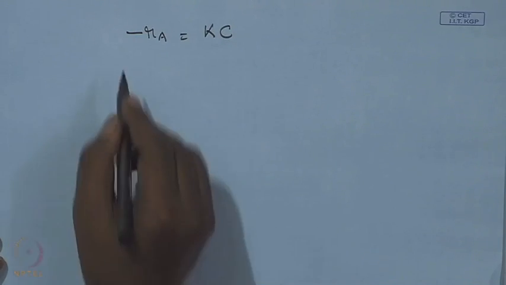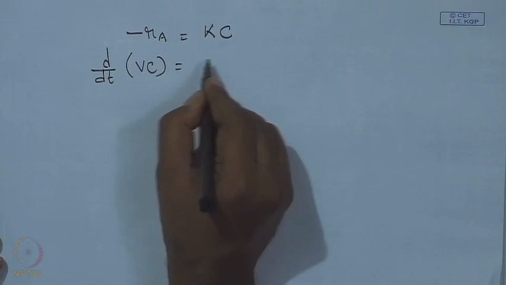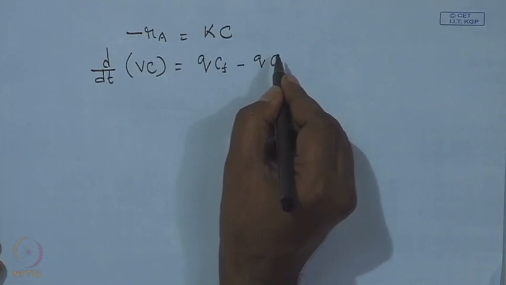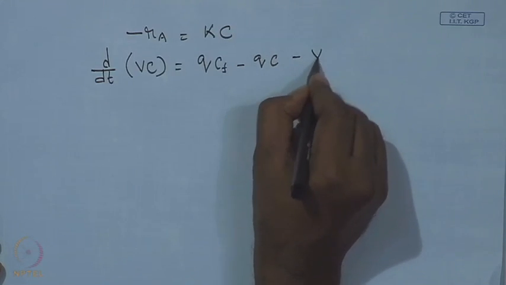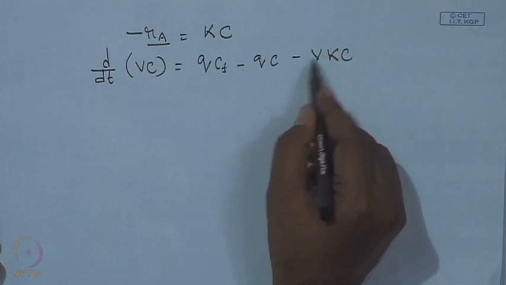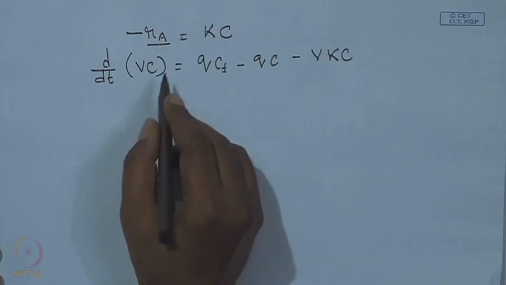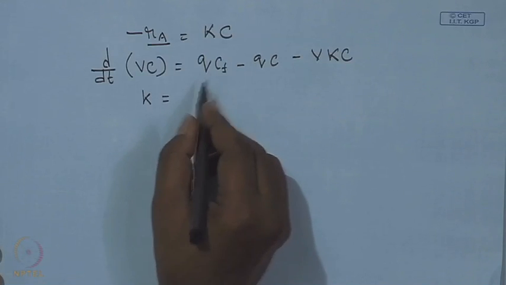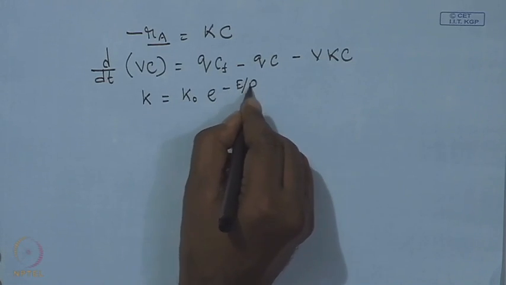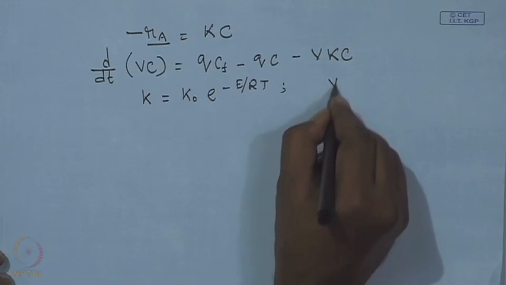Okay. So, we write the balance equation for the reactant species. d/dt of V times C is equal to material going into the system, Q times Cf, minus Q times C going out, minus the rate of consumption, which will be V times the rate expression, V times minus R A, so V into K into C. That is how the reactant is consumed in the system. And the rate constant K is written in terms of the Arrhenius coefficient as K naught into e to the power minus E by R T. That gives the complete expression, and in our whole analysis the reactor volume is kept constant.